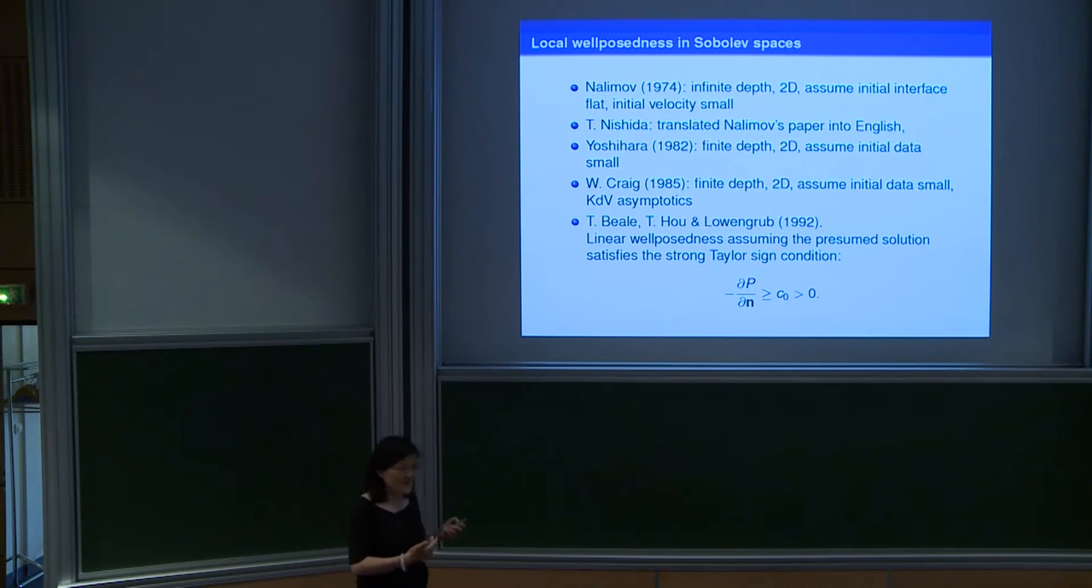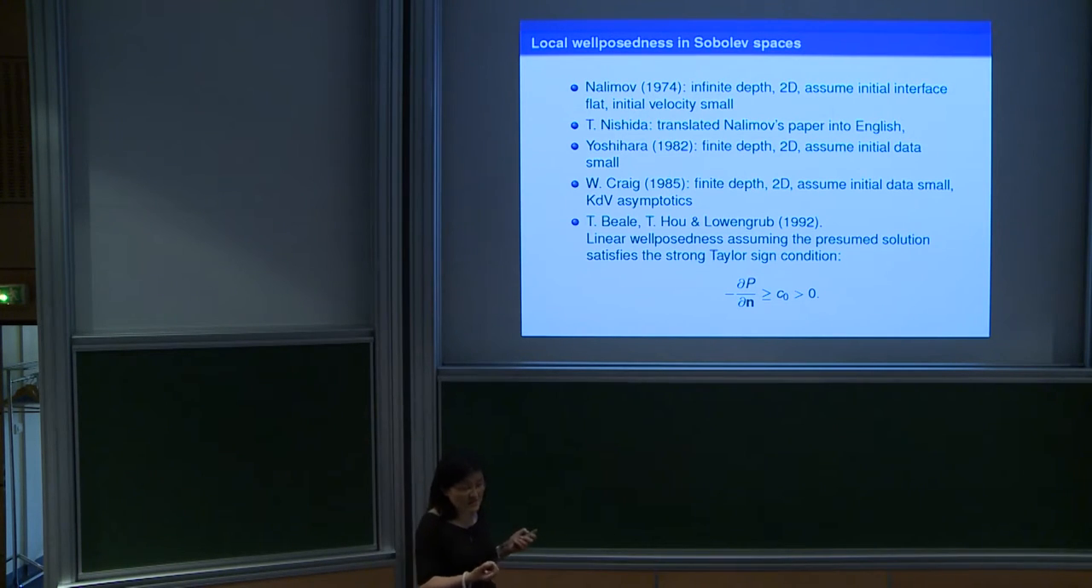Because in the analytic class, it doesn't really matter. But if you want to build a Sobolev type energy to close, you have to know what type of quasi-linearization this is. Okay, so the first work in this direction was given by Nalimov, for infinite depth 2D water waves. And there he assumed the interface flat and the initial velocity small.